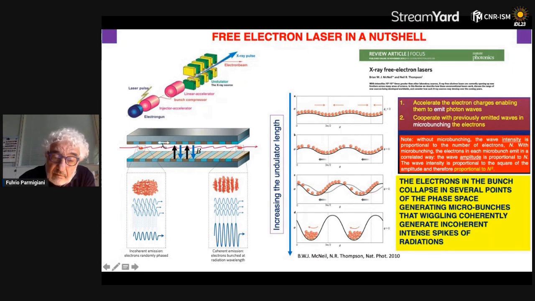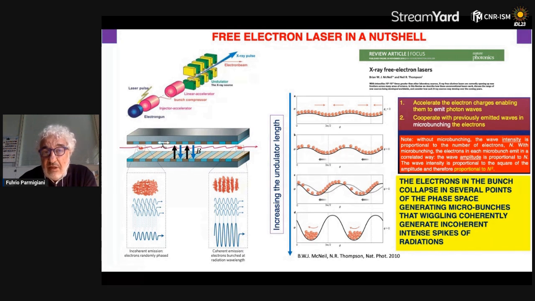And in simple words, what's happening is that as you increase the length of the undulator, the electrons that are faster are slowed down, and the electrons that are slower are speeded up. And so in the phase space, essentially, you condense the charge in points of the phase space, and these charges are then oscillating in phase, and they are generating the typical spikes that you can observe in a free electron laser.